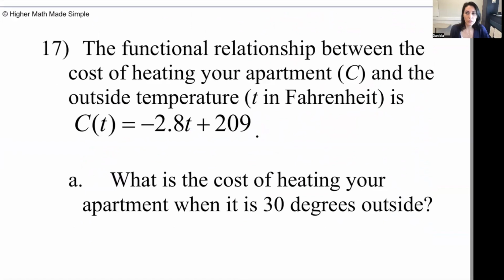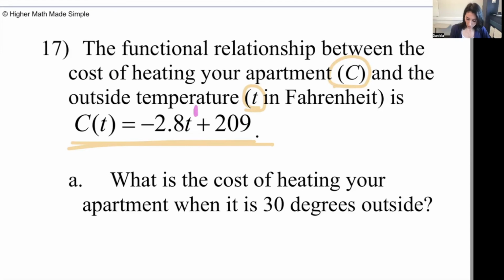So now let's do a linear model. The functional relationship says the cost of heating your apartment, right? C for cost, and the outside temperature, T stands for degrees in Fahrenheit. So it gives us this linear model here. We know it's linear because the independent variable T is raised to the 1st power here, right?